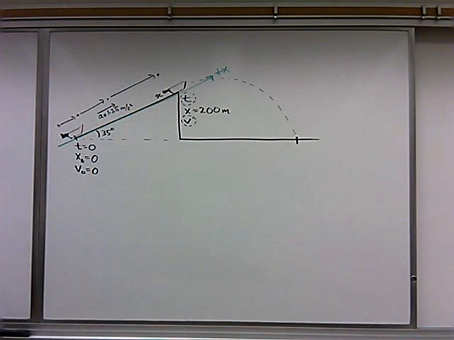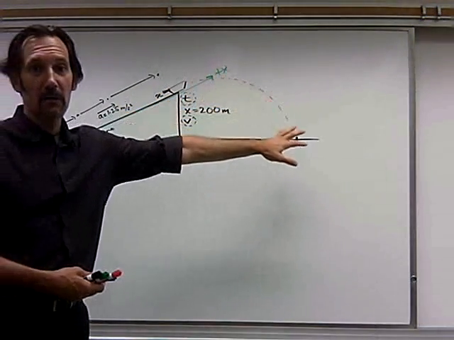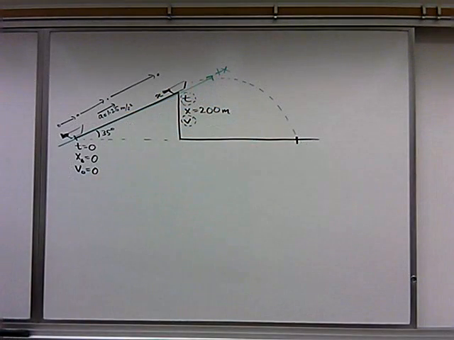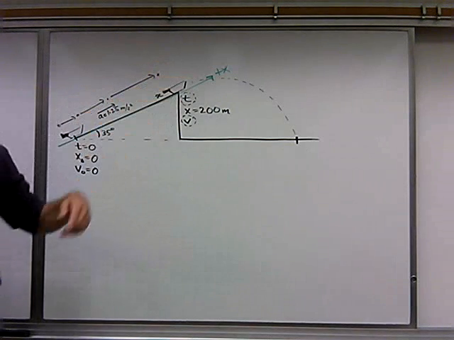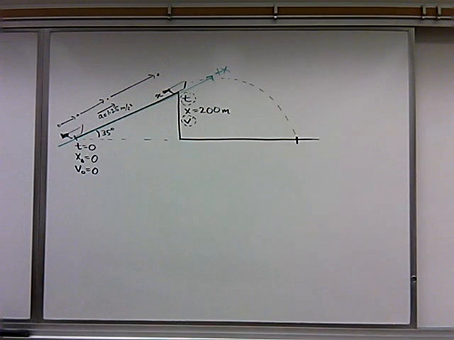And if we're thinking about this problem and finding out where the sled is going to go in the long run, we know that we need to know this speed at this point because that will provide the launching speed for the rest of the problem. So let's find out that speed.